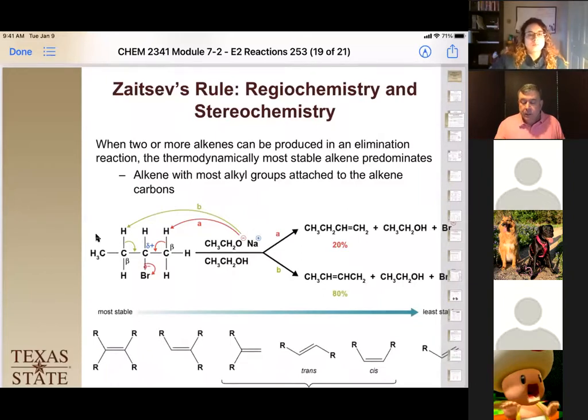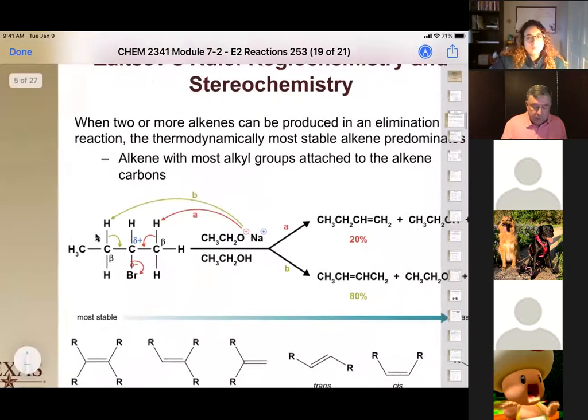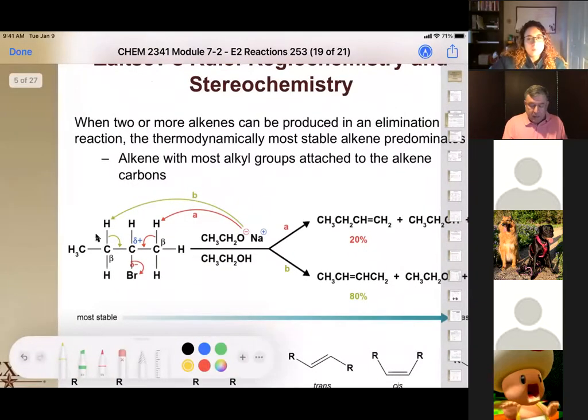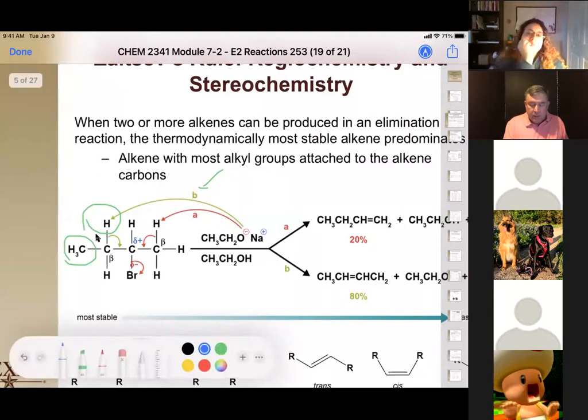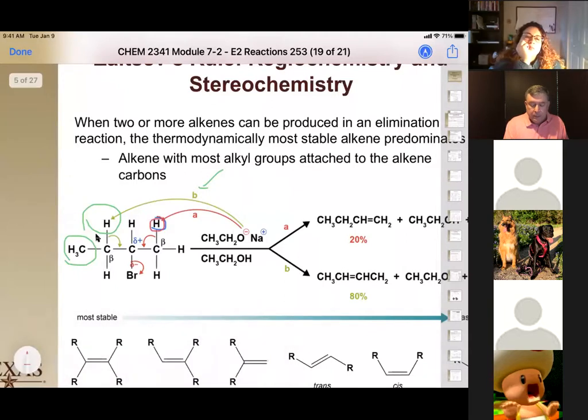Okay, so let's look at the choices that we have available to us for this particular one. If we look at letter B here, if we remove this beta hydrogen, notice that this one has a methyl group on it, and this one over here only has hydrogens on it, right? So this is a secondary carbon, and therefore our beta hydrogen is on a secondary carbon.